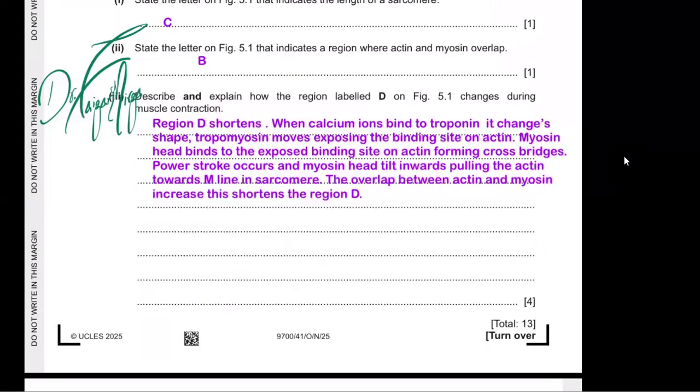We just mentioned the role of troponin here, how it changes the shape, and the tropomyosin then moves, and the binding site of actin and myosin gets exposed, and they attach together. Myosin heads form the cross bridge to the exposed binding site on actin. The power stroke occurs, pulling the actin inwards towards the M line in the sarcomere. The overlap between actin and myosin continues to increase. Why? Because more of the myosin will keep on pulling the actins together.